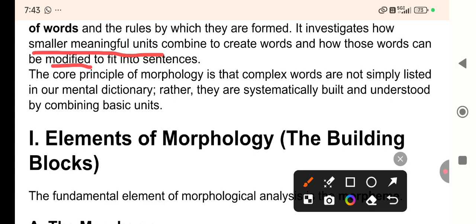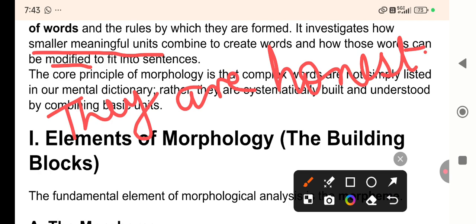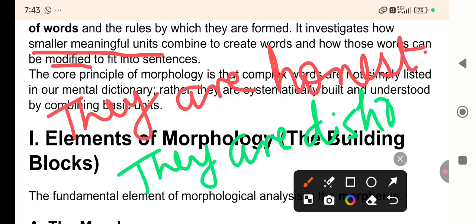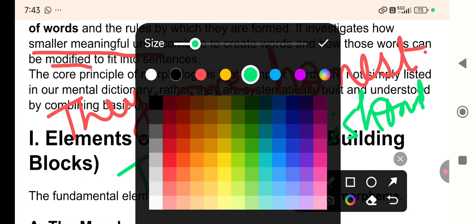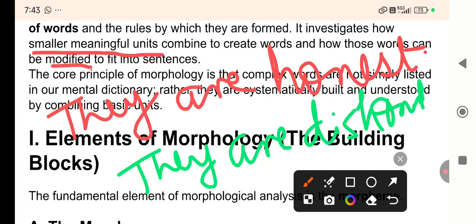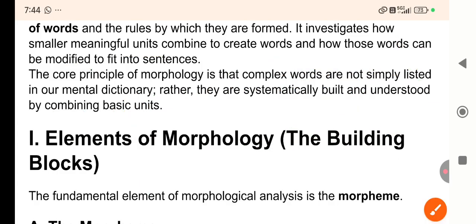Suppose an example is: they are honest. But when you put dis in front of honest, it becomes: they are dishonest. Honest is a smaller meaningful unit, combined with dis to create the word dishonest. Then the word can be modified to fit into the sentence. I have to say that the person is very much dishonest, that is, not reliable. So I add dis in front of honest, and this way honest is modified and it changes the meaning. So that is morphology.